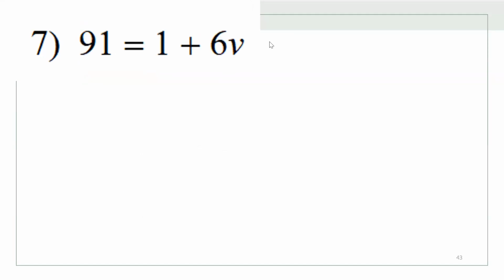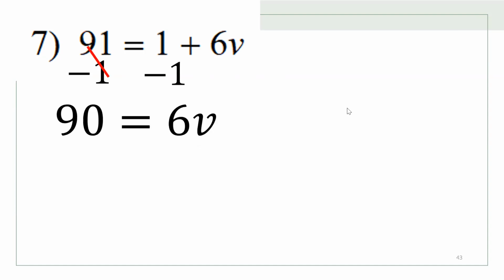Number 7. My variable's on the right side this time. That's fine. We're still getting rid of the adding and subtracting. So there's that lowly little 1 right there. We've got to get rid of it. We're going to subtract it because it's positive. So to get rid of it, you subtract. 91 minus 1 is 90.